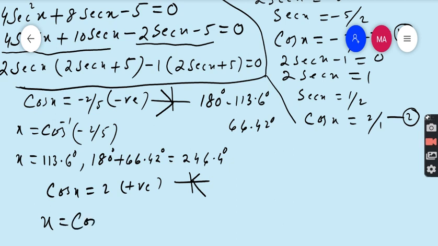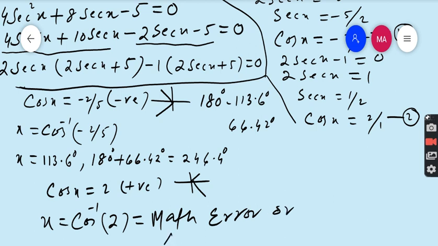So x is equals to cos inverse 2. Your calculator will give you math error. Why? In cos function, the maximum value is 1 and the minimum value is minus 1. So there is no angle in cos function which gives you 2. So your calculator must show math error on display screen, or you can say not admissible.